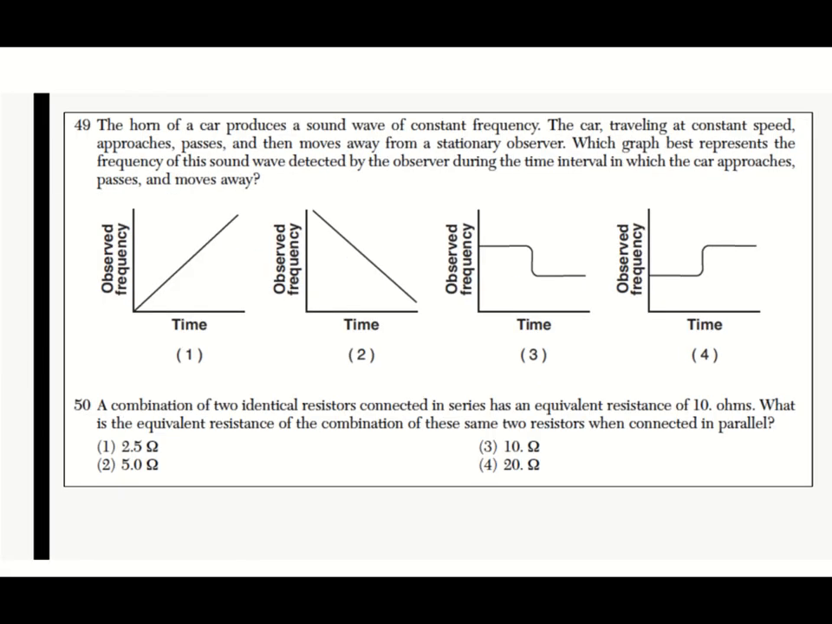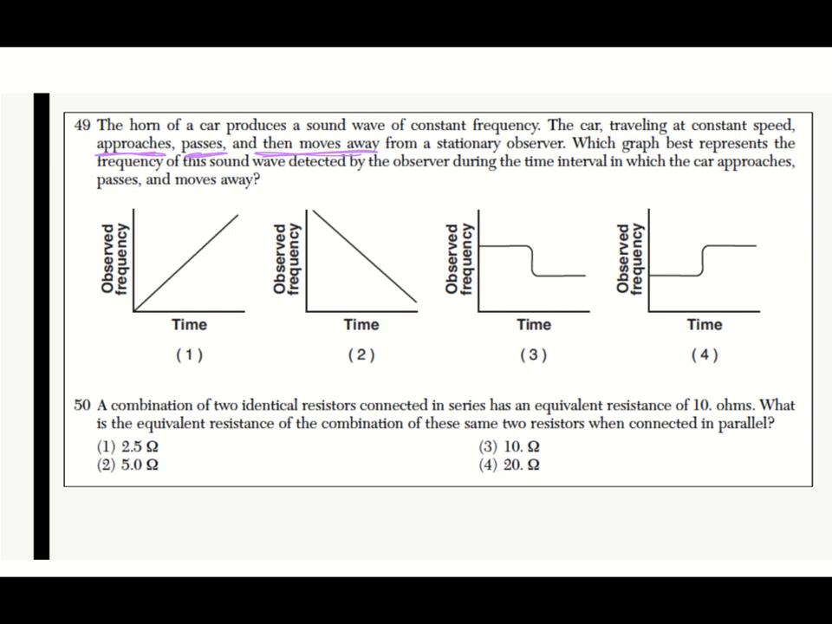The horn of a car produces a sound wave of constant frequency. The car traveling at constant speed approaches, passes, and then moves away from the stationary observer. Which graph best represents the frequency of the sound wave detected by the observer during this time interval of approaching, passing, and moving away?